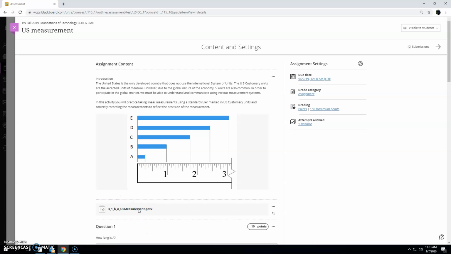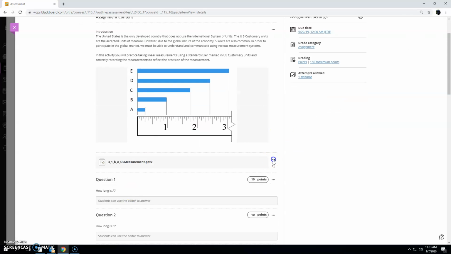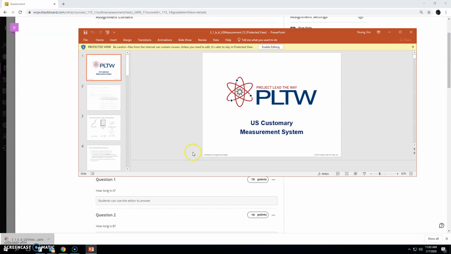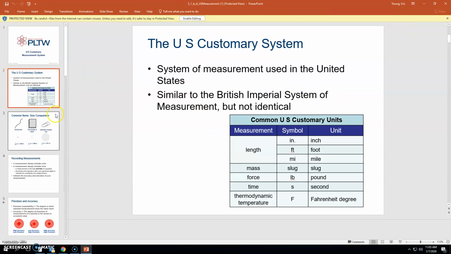Let's take a look real quick at the PowerPoint. I'll download it here just so your screen looks like my screen. Here we go. We're opening up PowerPoint. Just kind of give you some comparisons. U.S. customary length: inch, foot, mile; mass: slug. I don't know if I've ever used a slug. We're more familiar with force in pounds, time, pretty standard, second, and temperature.